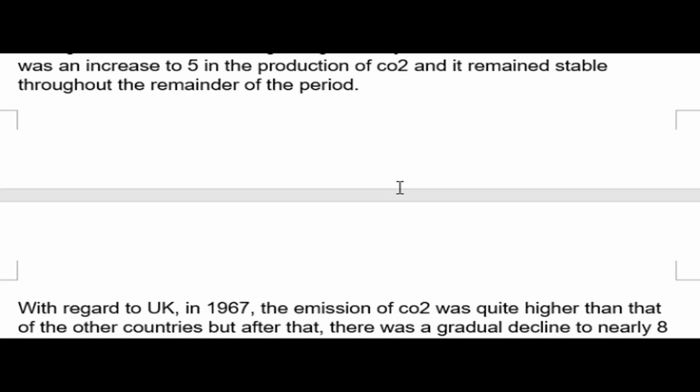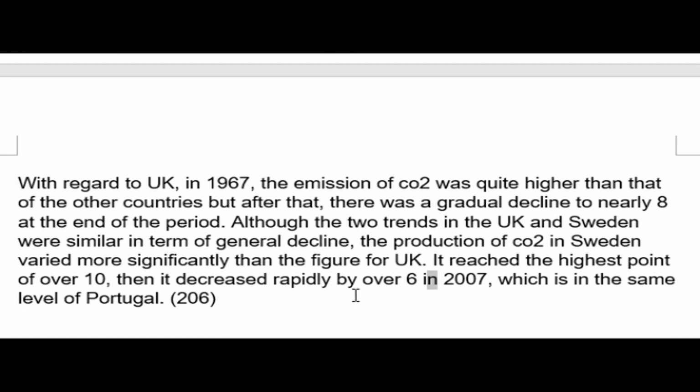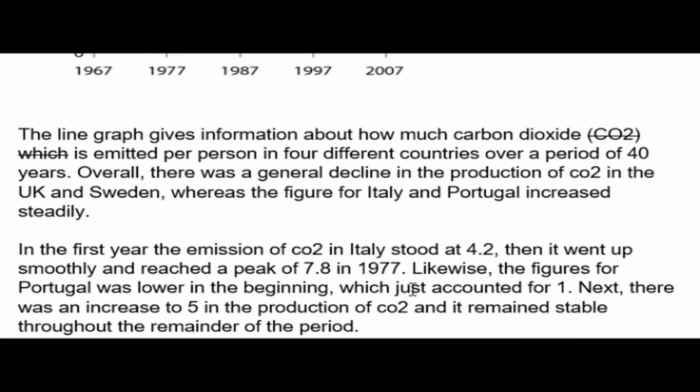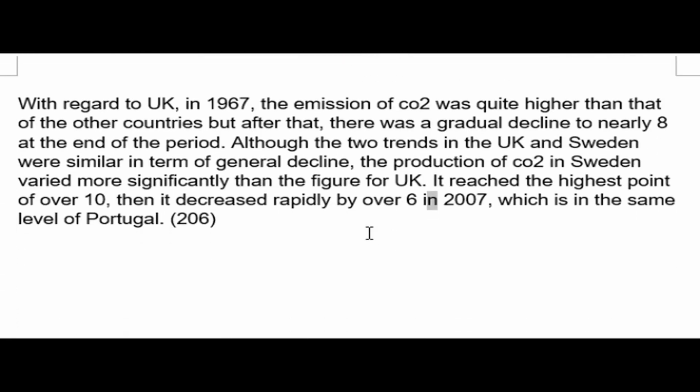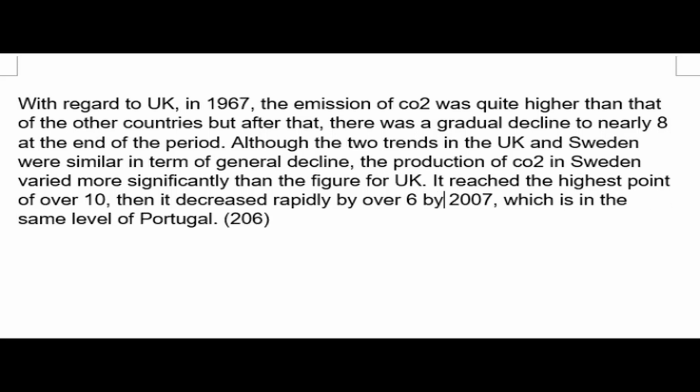I don't understand. Where does this number 7 come from? Oh, 6. It decreased by over 6. Okay. I guess 11 to 5 is 6. But anyway, this decline didn't happen in 2007. It didn't fall from 11 to 5 in 2007. It fell to 5 by 2007. By. The end result happened here. But not everything happened in 2007. So that's the wrong preposition.